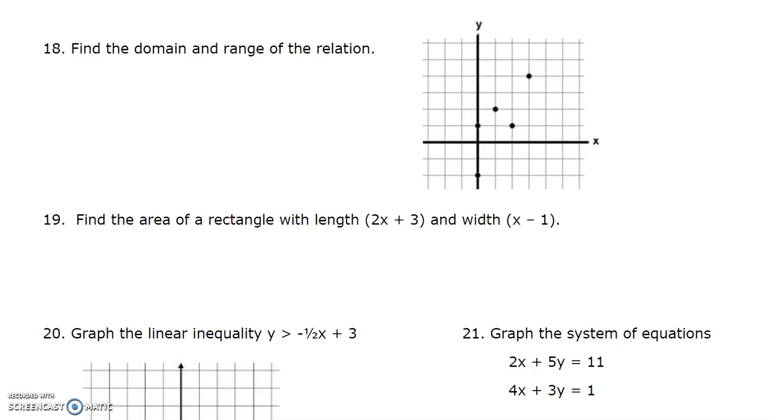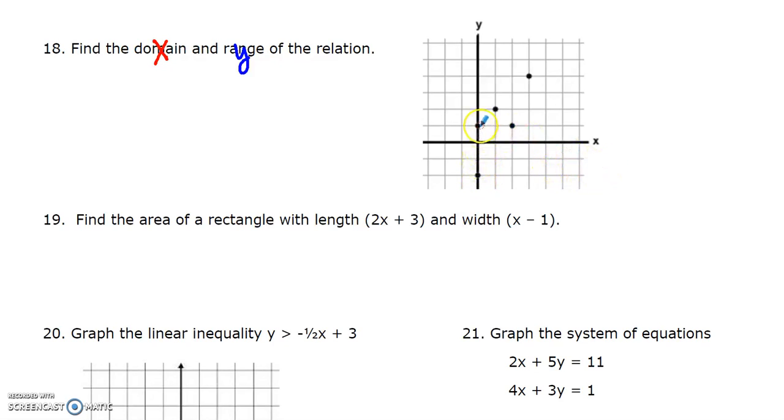Okay, let's look at number 18. It says find the domain and the range of the relation. Remember, the domain would be the x values, and the range would be the y values. So let's look at the domain first. Notice that I have individual points on here. So when I'm looking for the domain, I'll have individual numbers is what I'm trying to say.